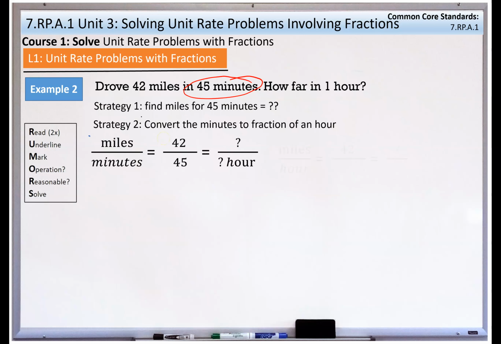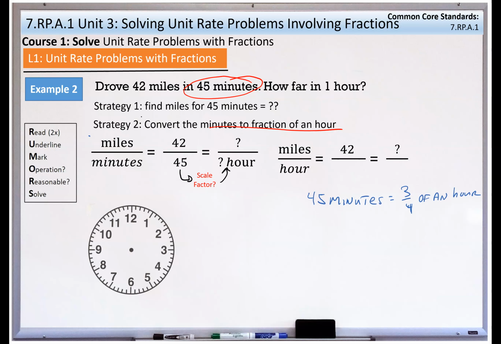So what would our scale factor be? How would we do that? Well, in this case, we'll use a second method. We'll convert the minutes to a fraction of an hour. 45 minutes is 3/4 of an hour. We can see that here on our clock. Or we can use equivalent fractions. So now our denominator is 3/4. 42 divided by 3/4. Our scale factor is 3/4.